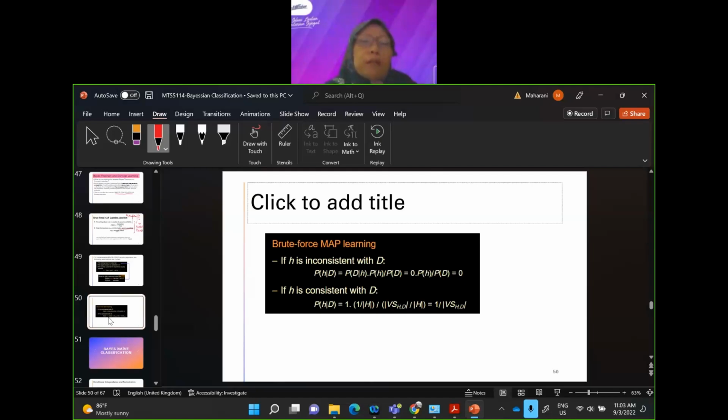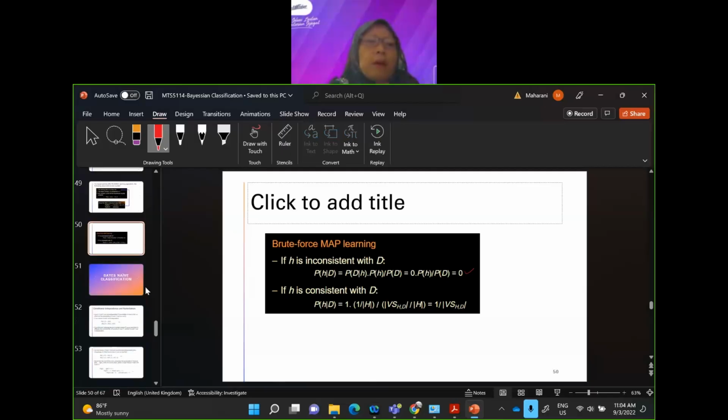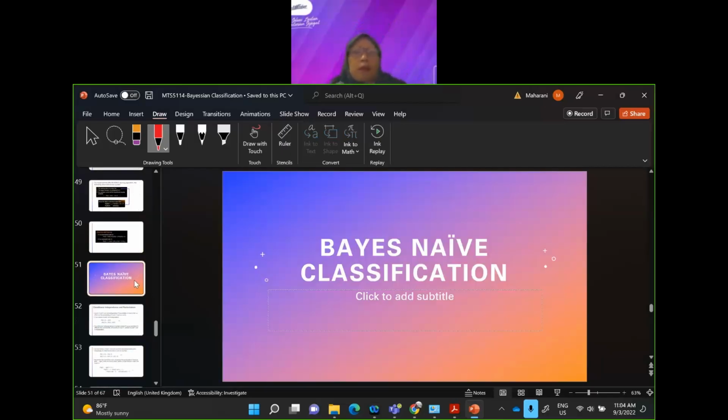If H is inconsistent with D, then the value of P(H|D) equals 0. But if H is consistent with D, then the value equals 1 multiplied with all of this. So this is only information, we do not really use this one. I'm going to continue first, and later on, if you have questions, you can ask me. So this is the last section.